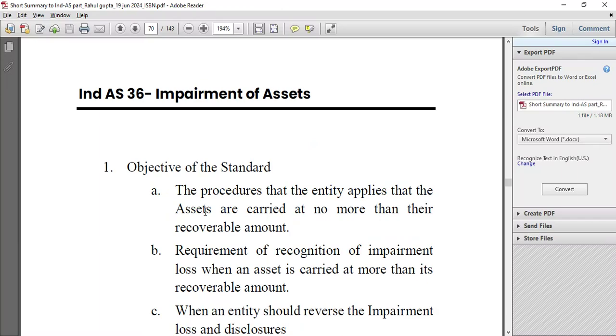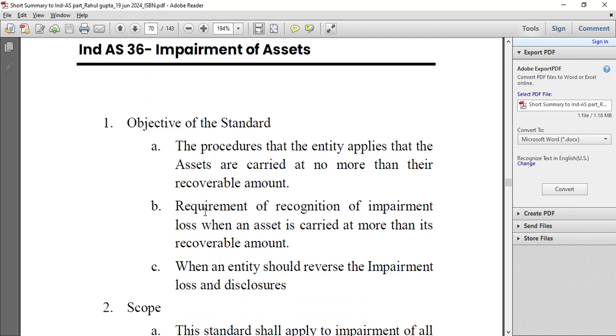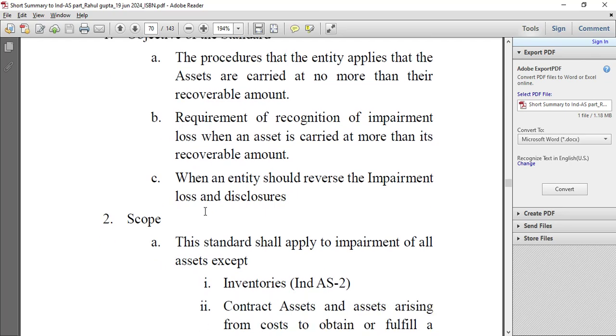The objective of this standard is the procedures that the entity applies so that assets are carried at no more than their recoverable amount. Requirements of recognition of impairment loss when an asset is carried at more than its recoverable amount, when an entity should reverse the impairment loss, and disclosures.